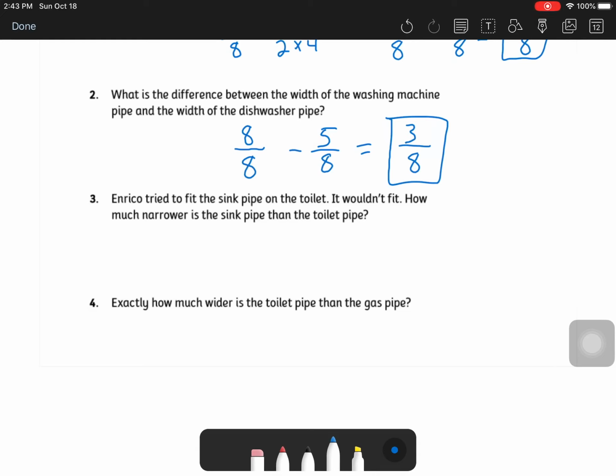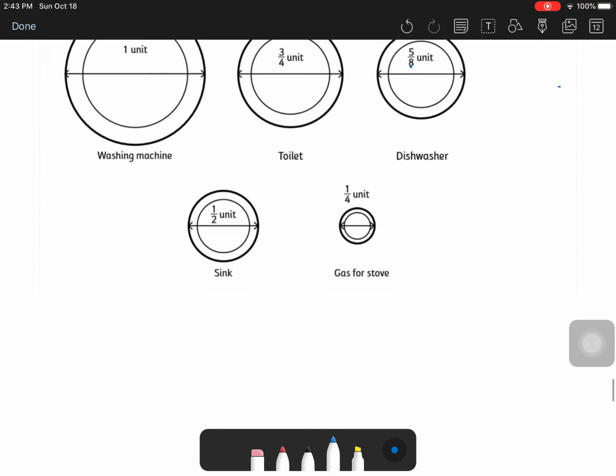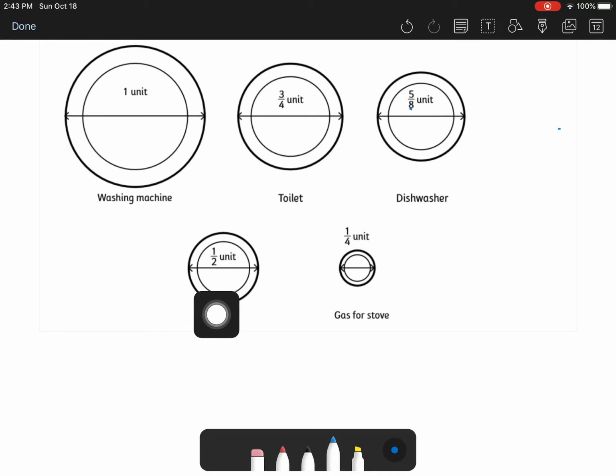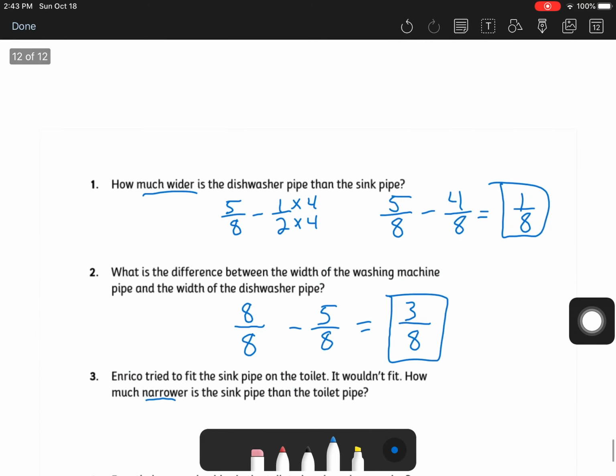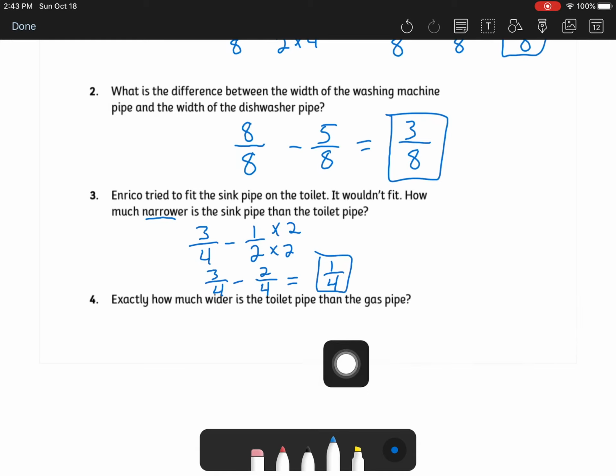So Enrico tried to fit the sink on the toilet. It wouldn't fit. How much narrower is the sink pipe than the toilet pipe? Narrower means smaller, right? Okay, so we want to do sink versus toilet. Sink is 1/2. Toilet is 3/4. So 3/4 minus 1/2. And we're going to go times 2 to make a common denominator of 4. And so it'll be 3/4 minus 2/4. 3 minus 2 is 1. So we get 1/4.